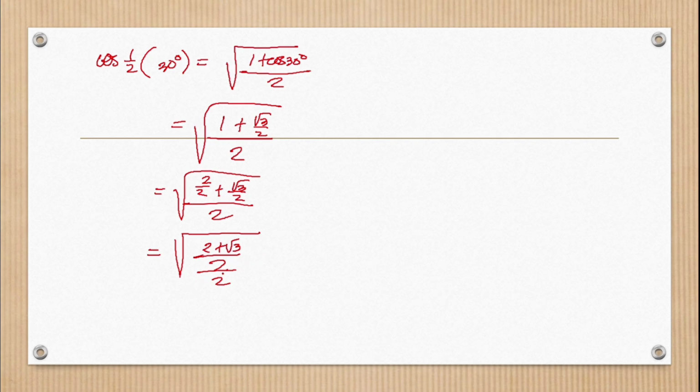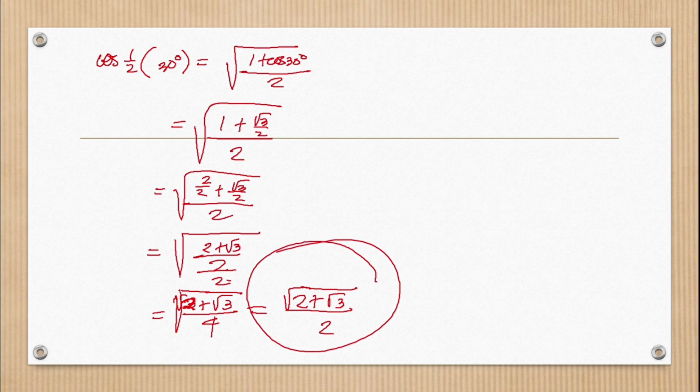So take the reciprocal of this one, you have the square root of 2 plus the square root of 3 over 4, because if we're going to take the reciprocal, we have the square root of 2 plus the square root of 3 over the square root of this one, which is 2. So therefore, this is the answer: the square root of 2 plus the square root of 3 over 2.